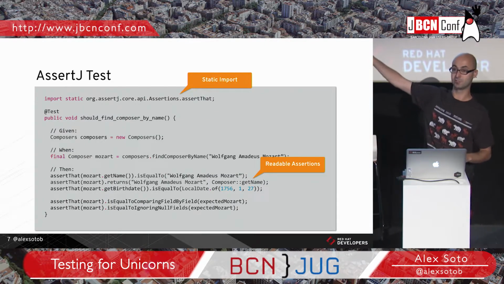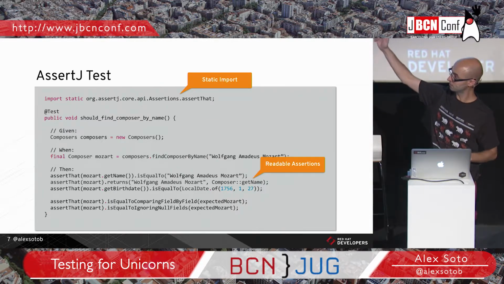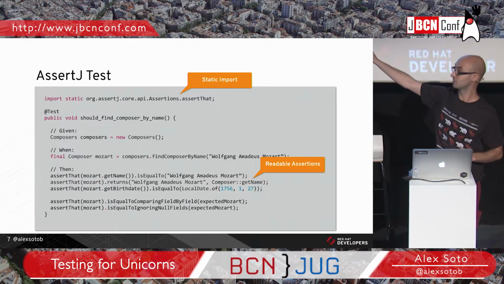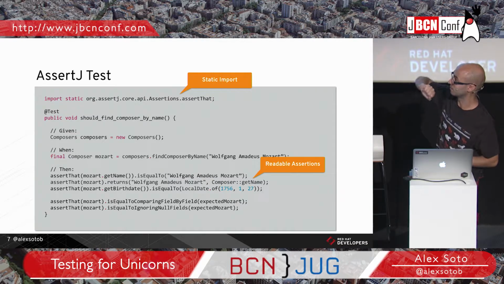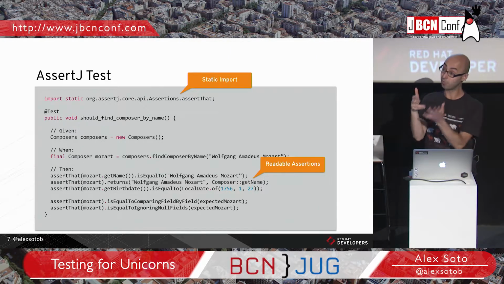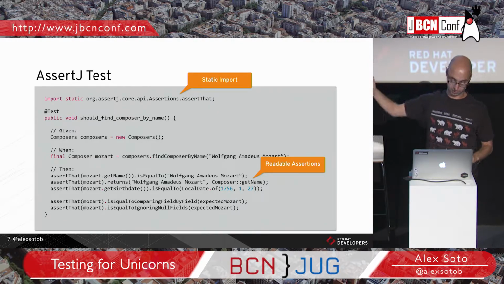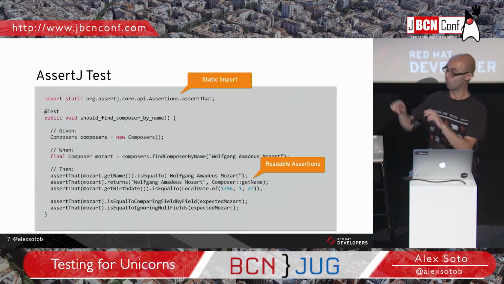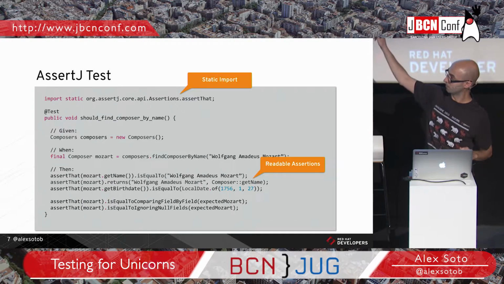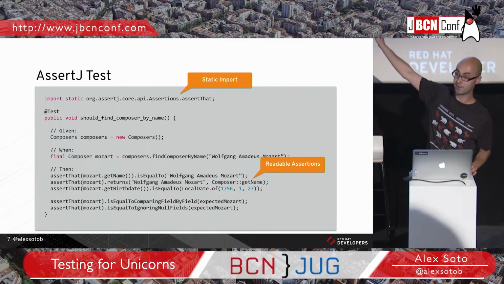Notice that now you have assert that. First comes the actual value, which is Mozart, and then, since Mozart is in this case an object, you have the methods that are available for an object. And then you do dot returns, Wolfgang Amadeus Mozart, composer's getName. Basically what you're doing here is comparing the return of the method getName with Wolfgang Amadeus Mozart.